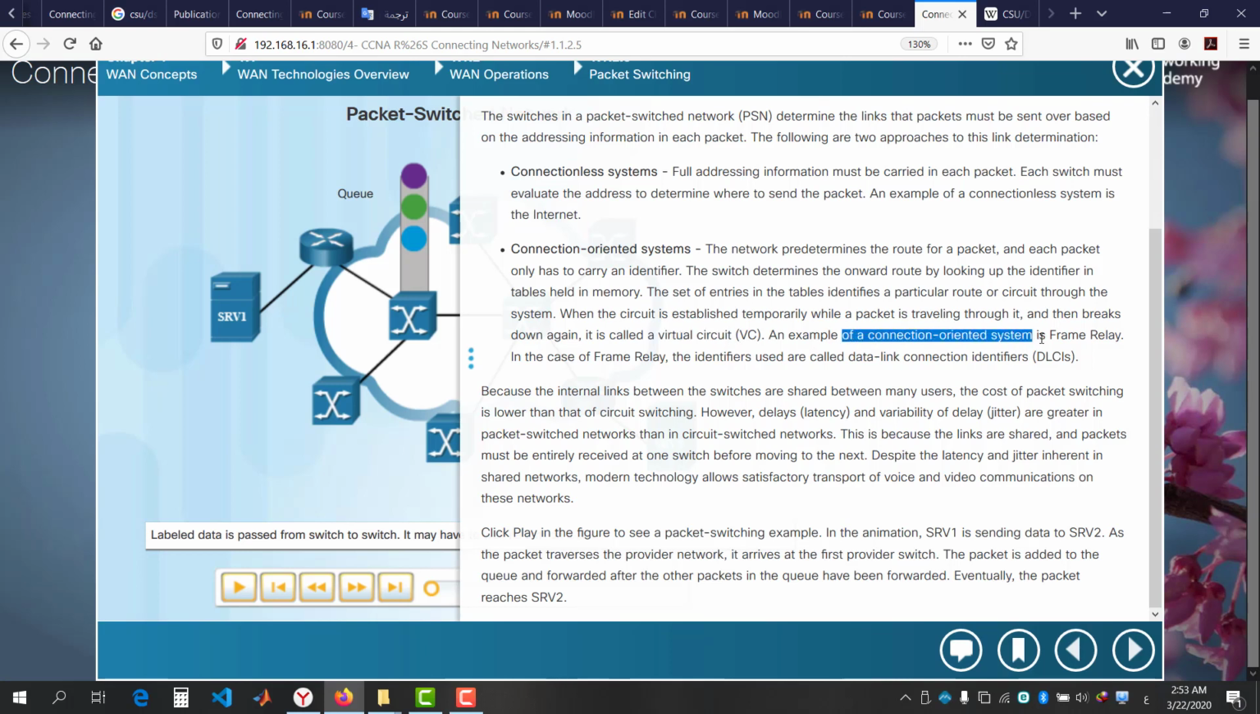An example of a connection-oriented protocol is Frame Relay. In the case of Frame Relay, the identifiers used are called DLCI, which stands for Data Link Connection Identifier. Okay.